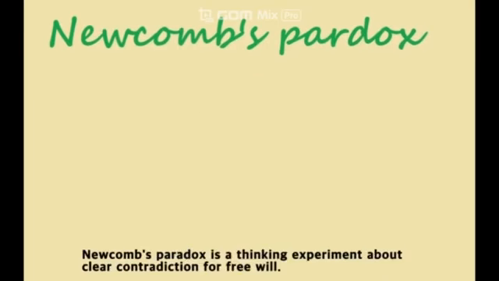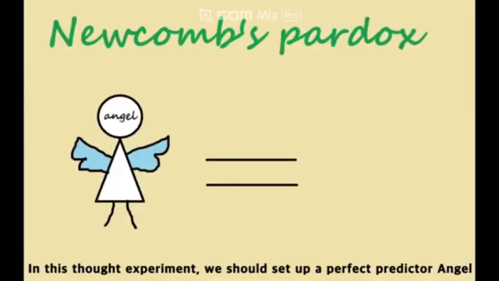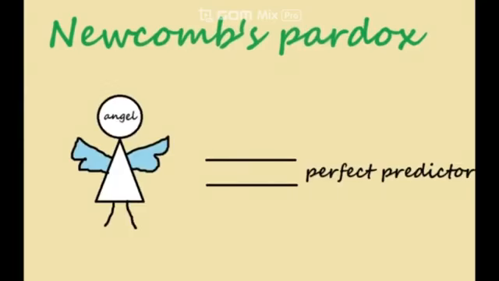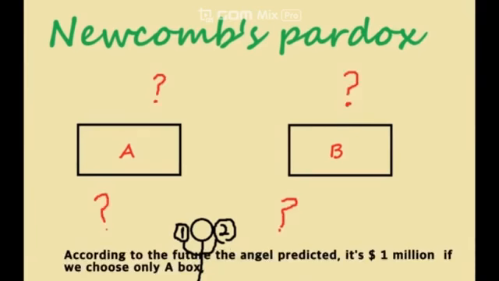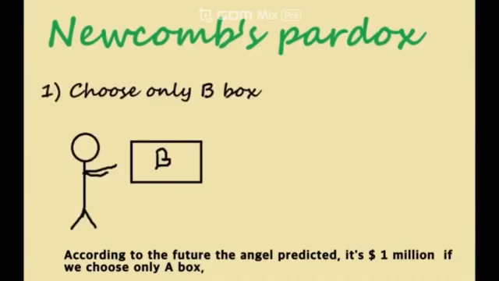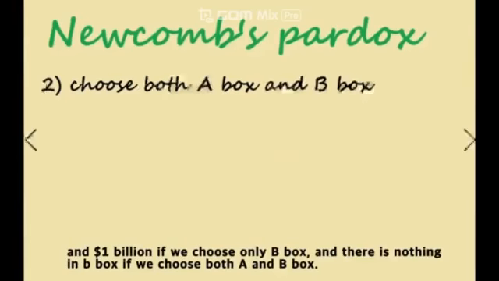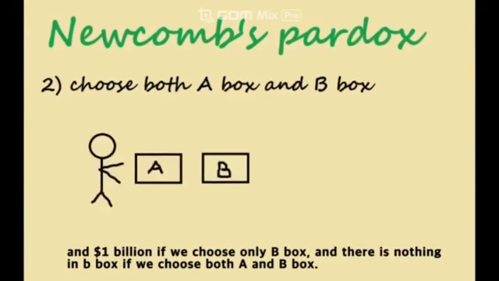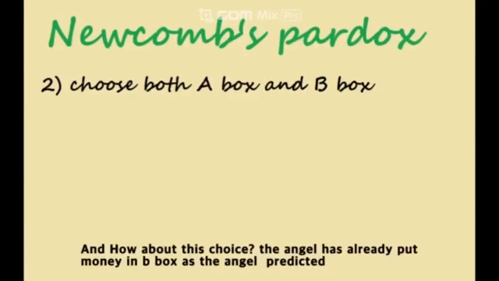Newcomb's paradox is a thinking experiment about clear contradiction for free will. In this thought experiment, we should set up a perfect predictor, Angel. Then the angel puts $1 million in the A box and an unspecified amount in the B box. According to the future the angel predicted, it's $1 million if you choose only A box and $1 billion if you choose only B box. And there's nothing in B box if you choose both A and B box. So, what choice will you make?